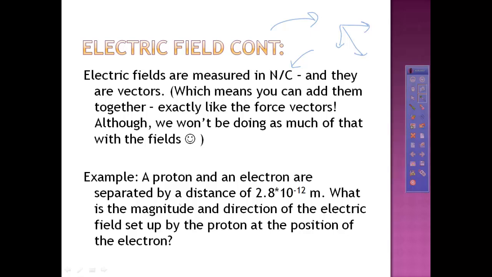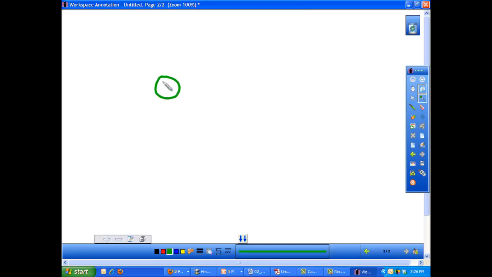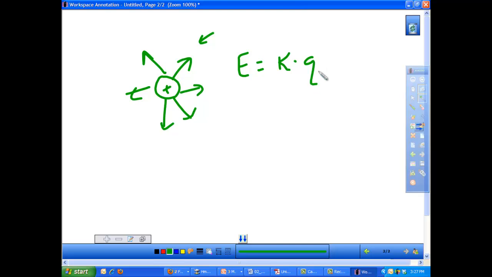A proton and electron are separated by a distance of 2.8 times 10 to the negative 12th. What is the magnitude and direction of the electric field set up by the proton at the position of the electron? So, our proton looks like this. We got lines coming off of it like this. We want to know what kind of electric field does this guy make. So, electric field is kq over r squared, with q being the charge of the electron, right? So 1.67 times 10 to the negative 19th coulombs.